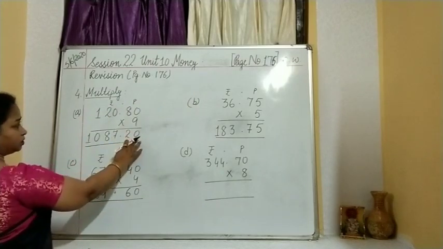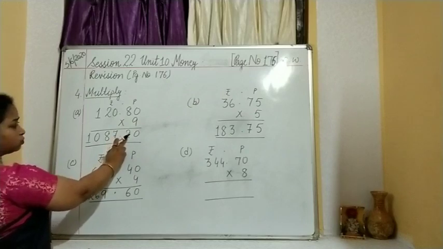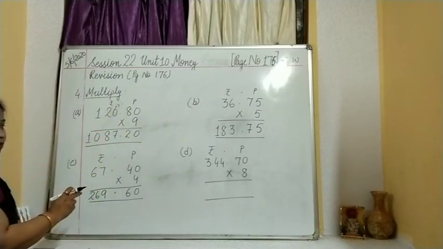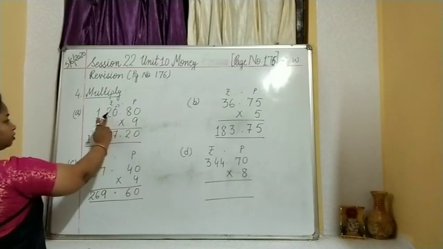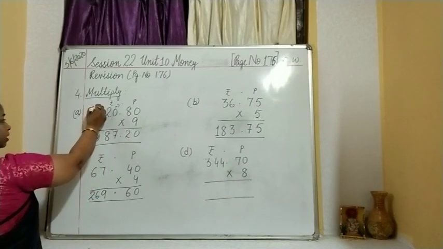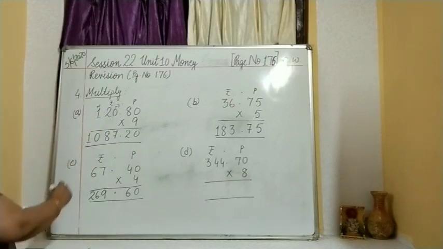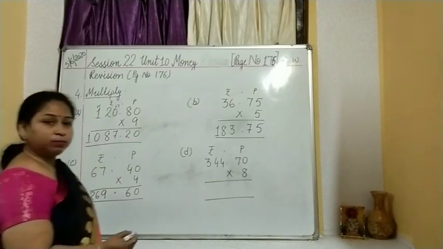9 zeros are 0, 9 8s are 72. So 2 over here, 7 carried. 9 zeros are 0 plus 7, it will be 7. 9 2s are 18, 1 carried. 9 1s are 9 plus 1, 10. So we have got an amount of 1087 rupees and 20 paise. Look at question number B.